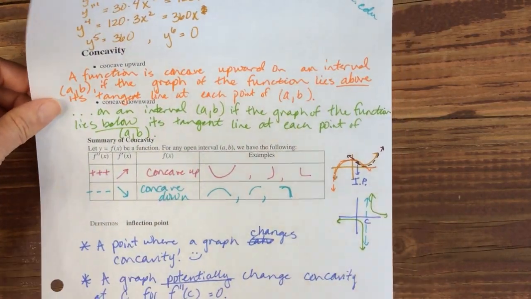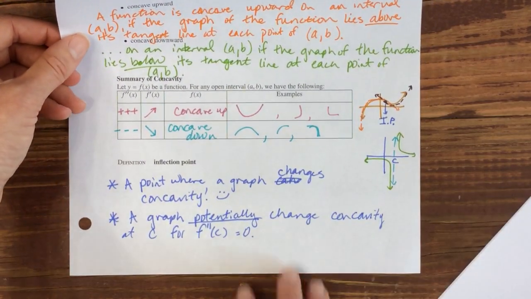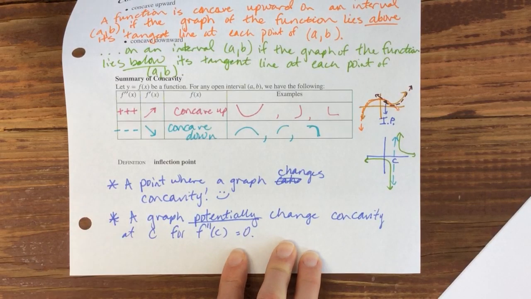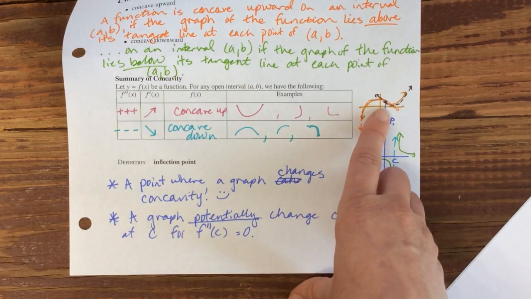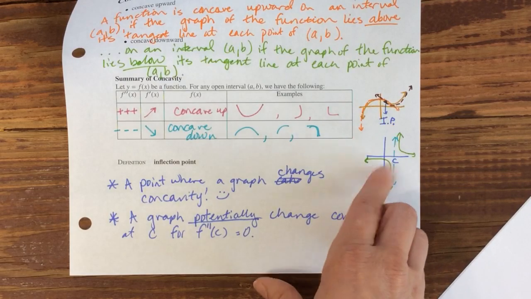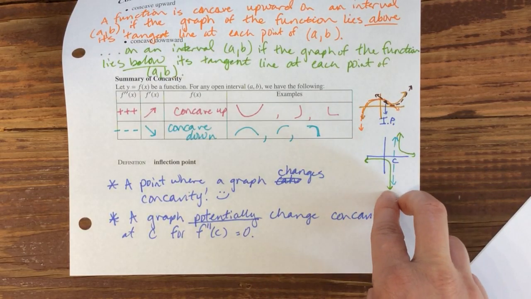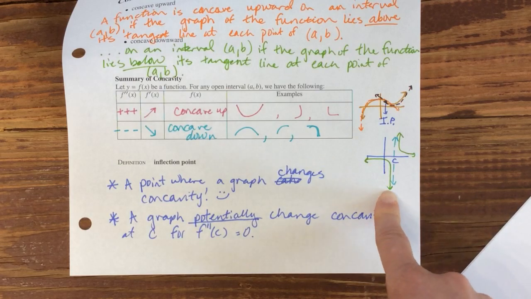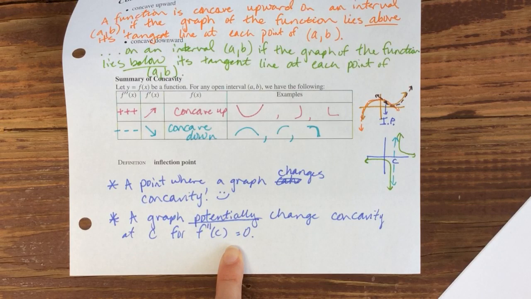Then, here we are with inflection points. So an inflection point is a point where the graph changes concavity. Perfect. So we can change concavity here at inflection points, but also notice I'm jumping ahead a little bit, but we can change concavity at vertical asymptotes as well, okay? So that leads us into the next bullet point.